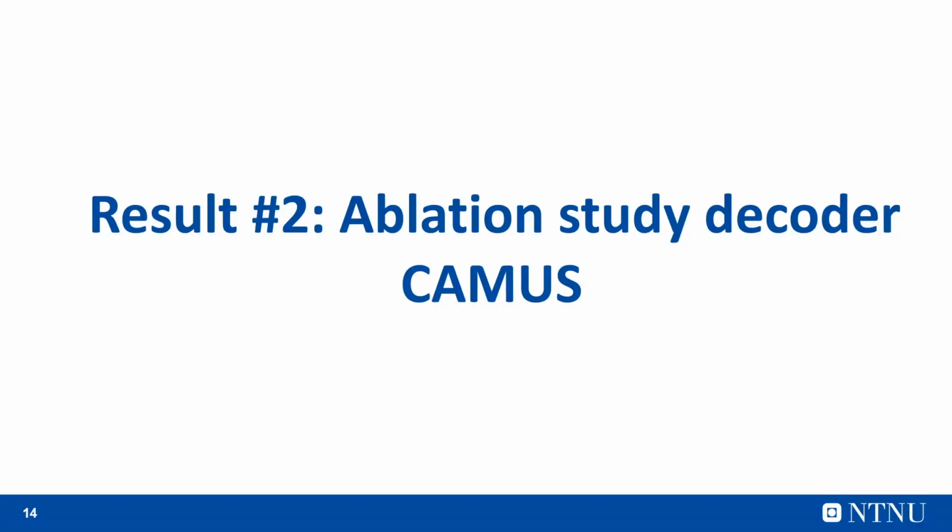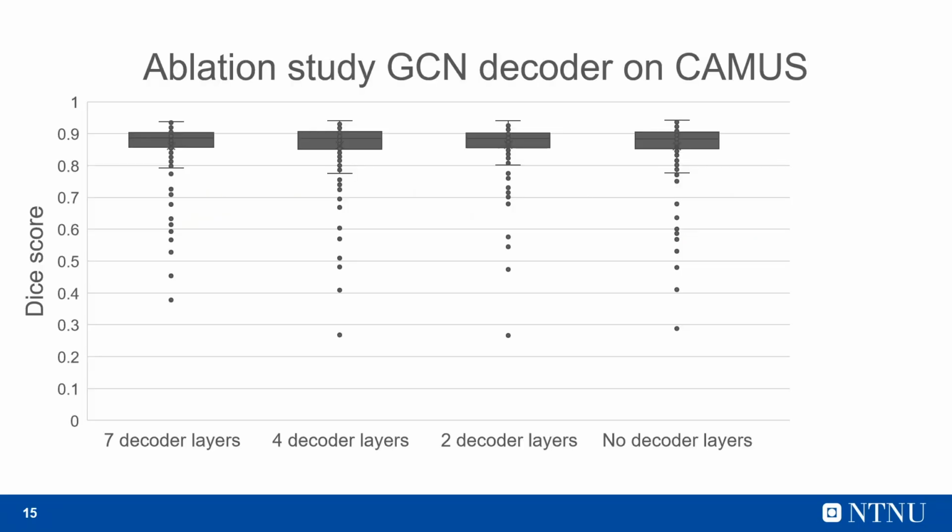For our second contribution, we did an ablation study of the decoder part, the actual graph convolutional part, on the public CAMUS dataset. We did several experiments, but our most important one varies the size of the graph decoder. Surprisingly, we found that we can shrink the decoder as far as removing it completely without affecting the average dice score significantly. This shows that it is in fact the encoder that is doing most of the work. We also compared to nnU-Net, and there is still a statistically significant gap in average dice score between the graph model and UNet.